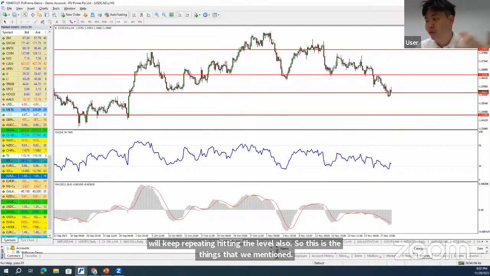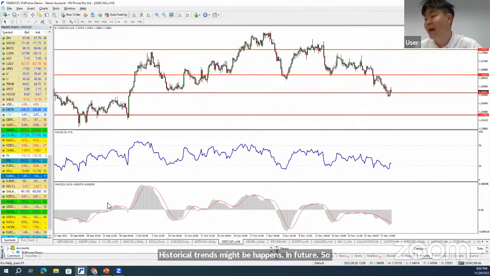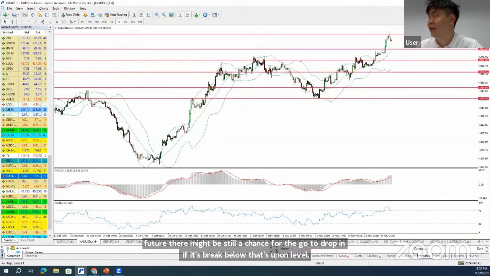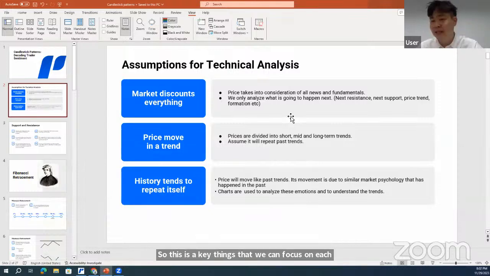Previously you noticed gold keep dropping, so in the future there might still be a chance for gold to drop if it breaks below the support level. This is a key thing that we can focus on in technical analysis. On this assumption, we are trying to use the historical charts to predict the future charts, and historical events tend to happen and repeat.